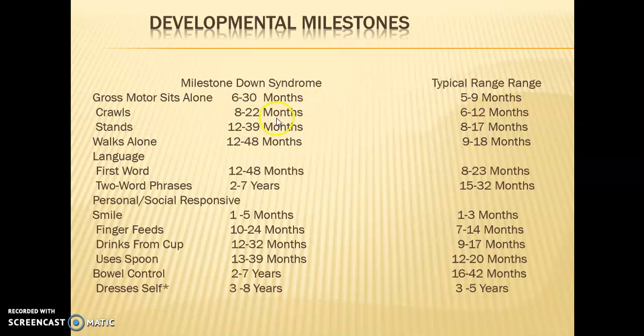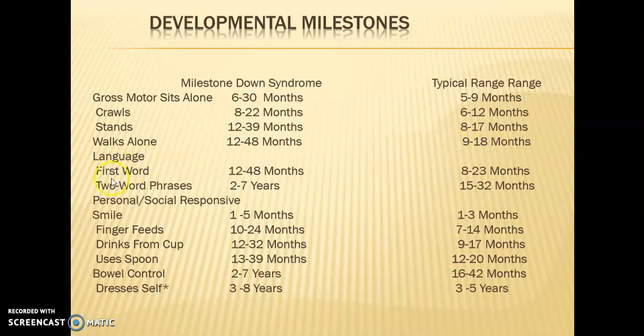Crawling: 8 to 22 months required for a Down syndrome child, 6 to 12 months for typical. Standing alone: 12 to 39 months for a Down syndrome child, whereas normally 8 to 17 months. Walking alone: 12 to 48 months for a Down syndrome child, but for normal typical development, 9 to 18.